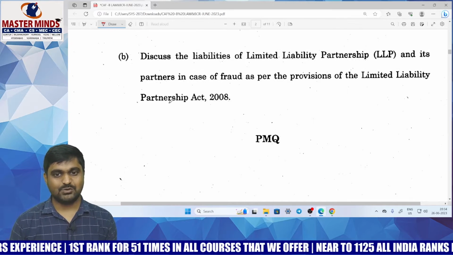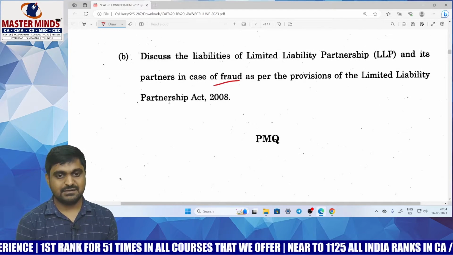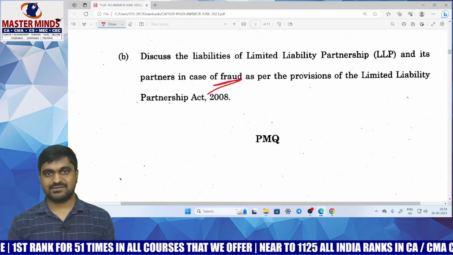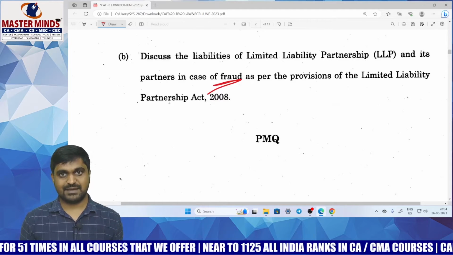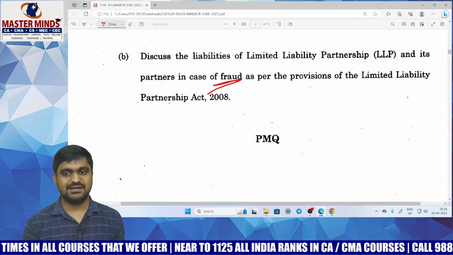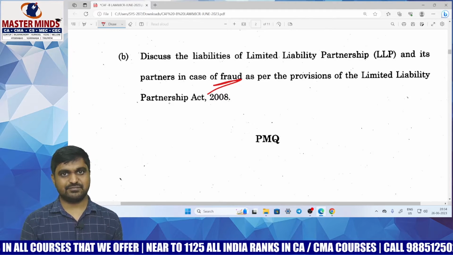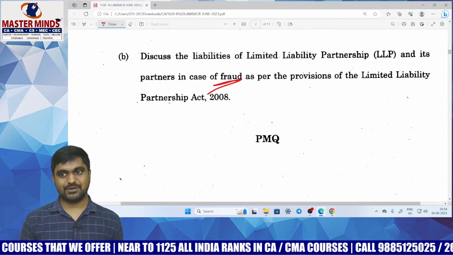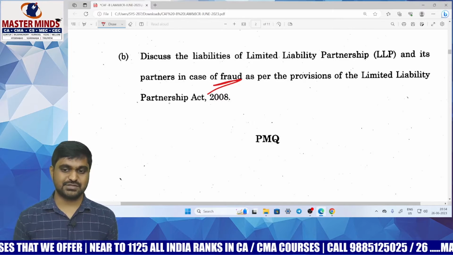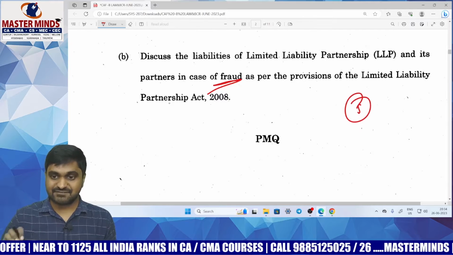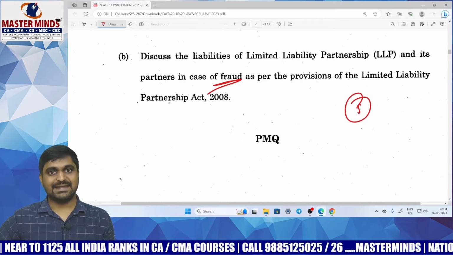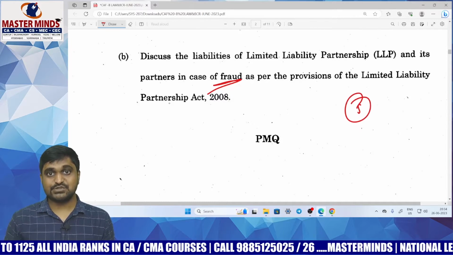Now from the LLP Act, fraud related consequence. So from the LLP Act, there is a question related to fraud related activities, nothing but consequences. Actually, the LLP Act is huge when compared to the given number of marks. It is very huge because in the exam only a 5 marks question will be given. But for that 5 marks, you need to read the entire chapter, which has huge content.